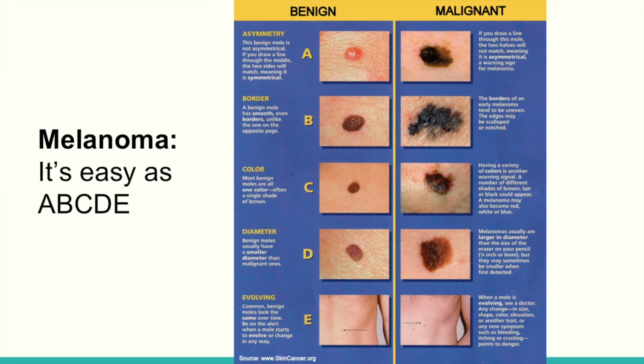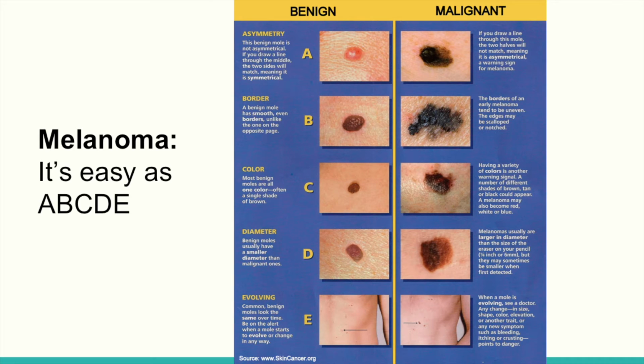If you go to B for the border, the border on the benign mole is very smooth. But if you look at the border on the malignant growth to the right, you can see that the border is undulating. It's not very consistent. It's got notches in it. Again, this is melanoma. It's something that should be looked at very quickly.